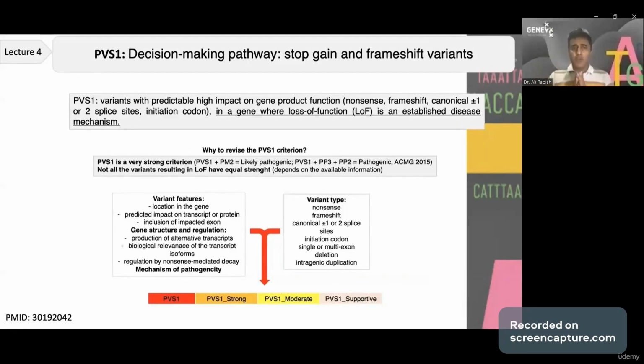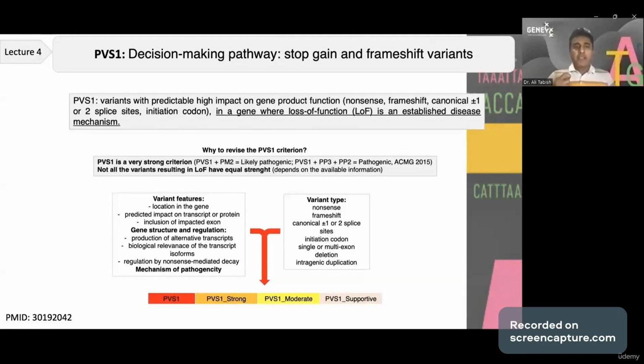Okay, so as I said, PVS1 with any other criteria like a moderate PM2 will go to likely pathogenic variant classification. PVS1 with PP3, PP2 will go to pathogenic. So just to highlight, this is a very strong criterion. Any combination with any other pathogenic criteria will change the classification from variant of uncertain significance to likely pathogenic or higher. So this has to be very carefully met.